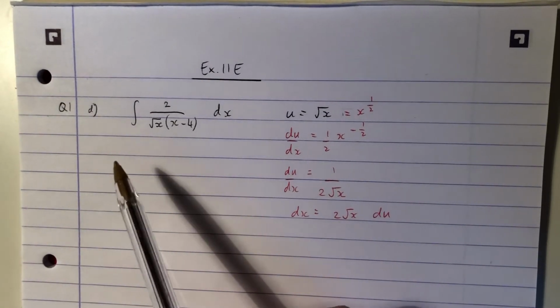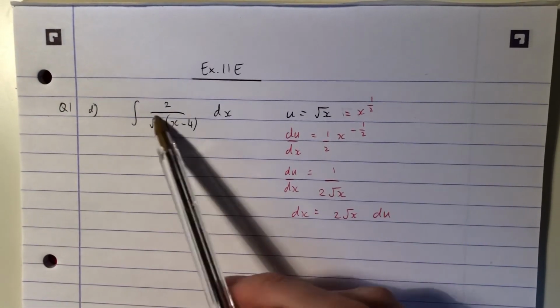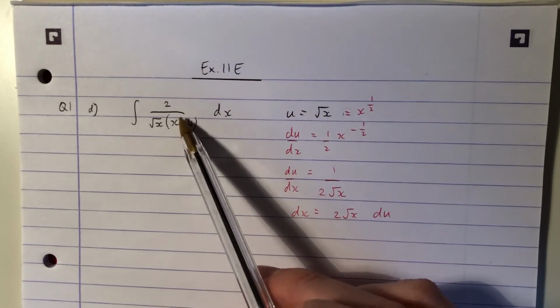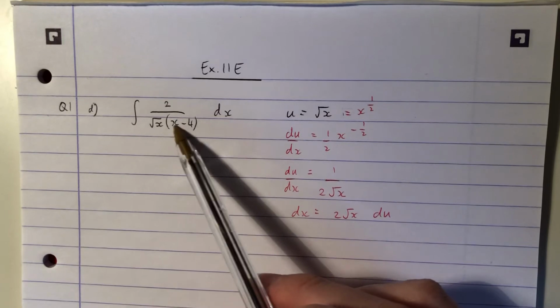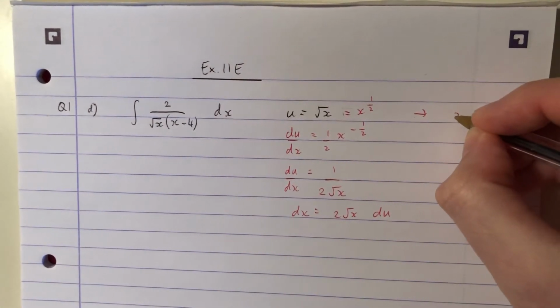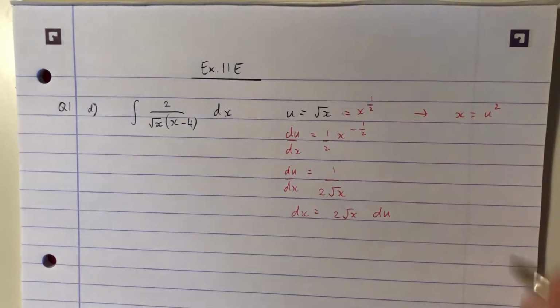Okay, the other thing now is I want to make the substitution obvious. So root x with u is easy. Is this one obvious? So is it easy to make x the subject in this? And yeah, I'd agree. So with x as the subject, you get x is u squared.